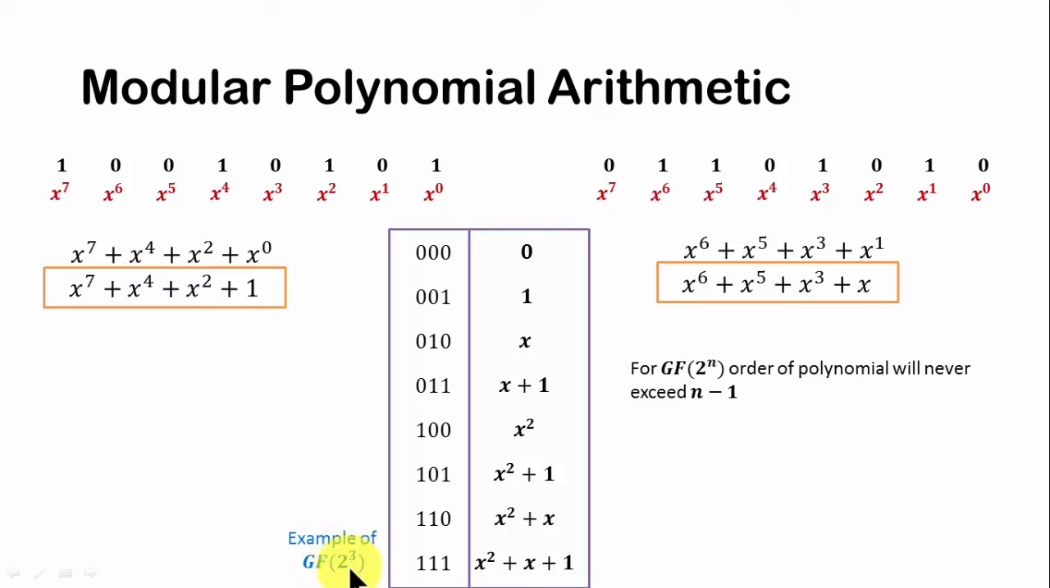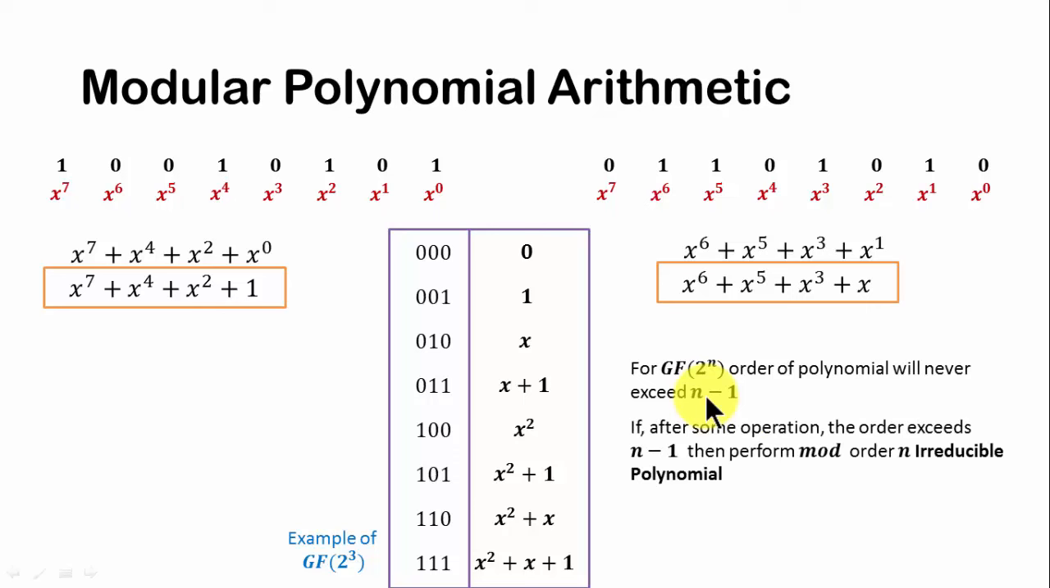As you can see from the example, if I am talking about the 2 raised to the power 3 Galois field, then the maximum degree that can go for the polynomial notation is 2, which is actually 3 minus 1. Therefore, never in the Galois field polynomial notation can you have an order that exceeds n minus 1. The maximum is n minus 1.